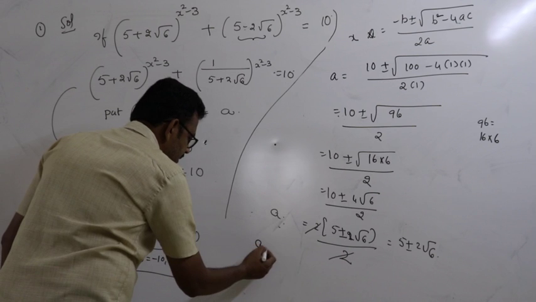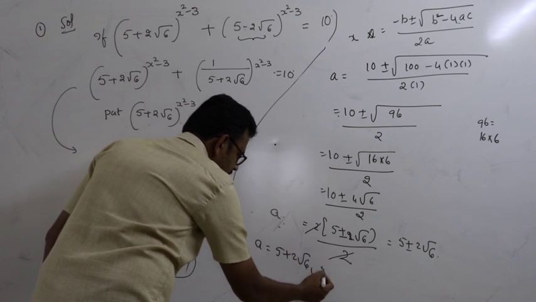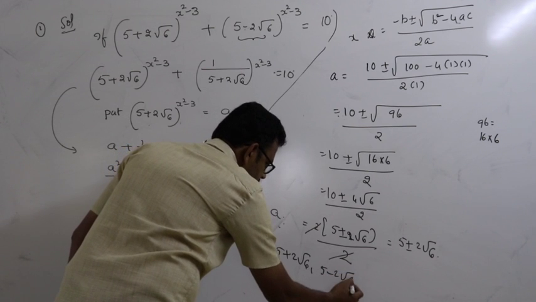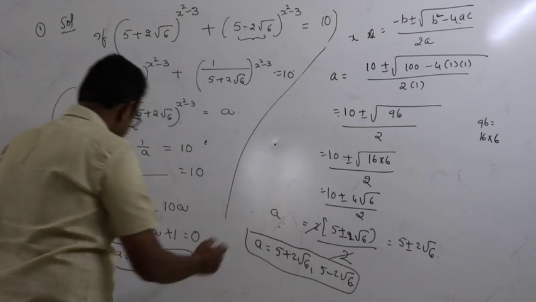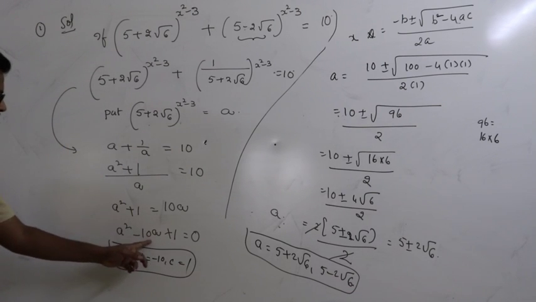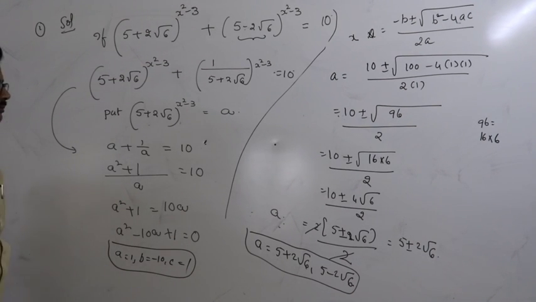That is, the roots are A equal to 5 plus 2 root 6, comma, 5 minus 2 root 6. These are the roots of the equation A square minus 10A plus 1 is equal to 0. Write down.